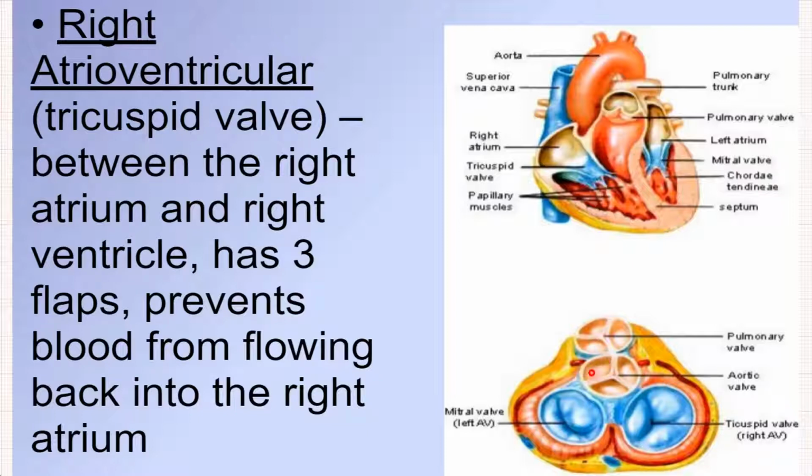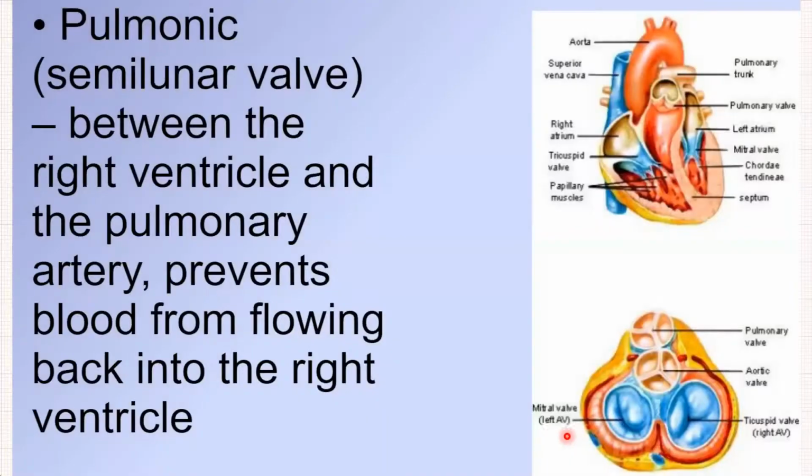So you can look at the aortic valve, the pulmonary valve, and the mitral valve or the left atrioventricular valve. Then the pulmonic or semilunar valve is between the right ventricle and the pulmonary artery. It prevents the blood from flowing back into the right ventricle. So here you can look at the pulmonic valve, and here as well. This is the pulmonary valve.